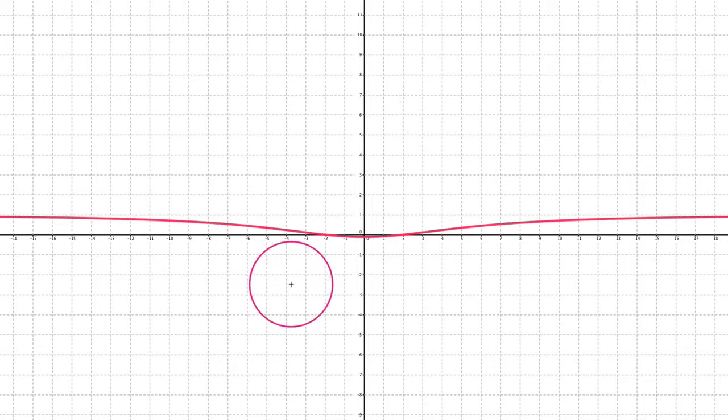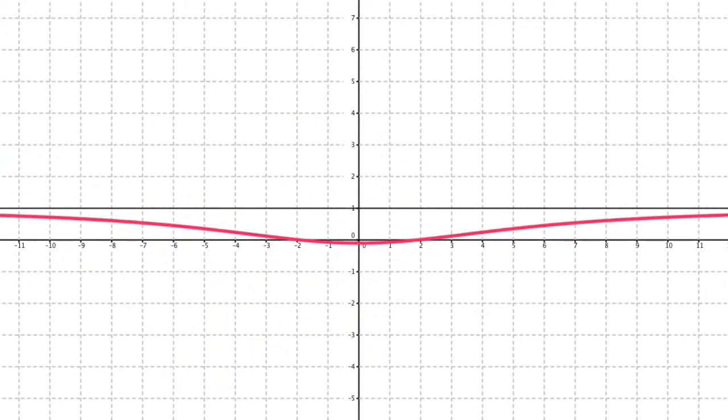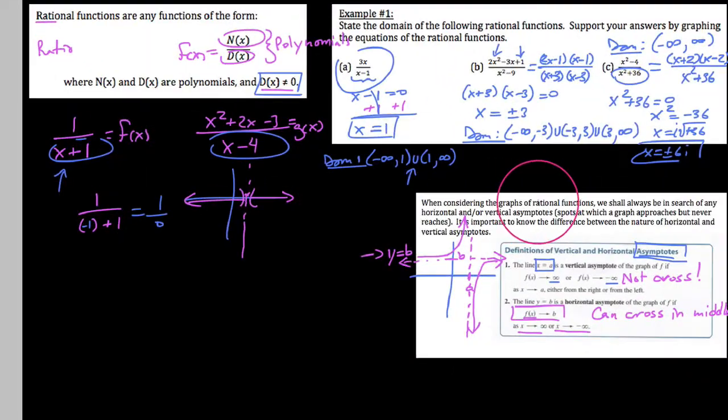I do want to look at this last one. This last graph right here actually has a horizontal asymptote at y equals 1. Y equals 1. And we can see that here. We could cross the asymptote in the middle, but as our ends get really far out on the left, really far out on the right, that's what we mean by a horizontal asymptote.